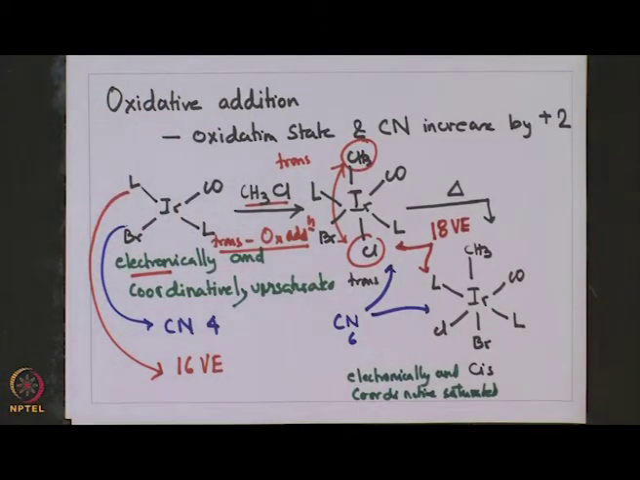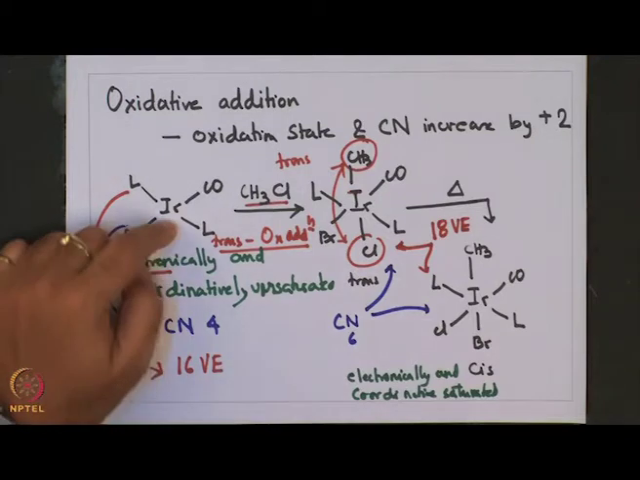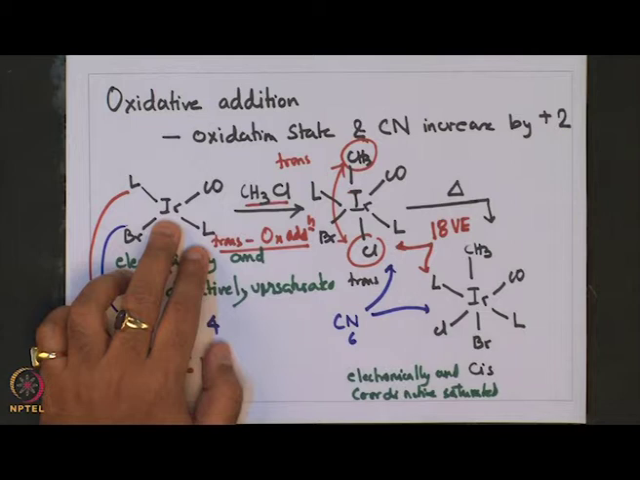So, what has been found is that this method of oxidative addition requires the metal complex undergoing the oxidative addition to be both electronically as well as coordinatively unsaturated, and upon undergoing oxidative addition, the central metal atom shows an increase in the oxidation state by +2 as well as the coordination number by +2.